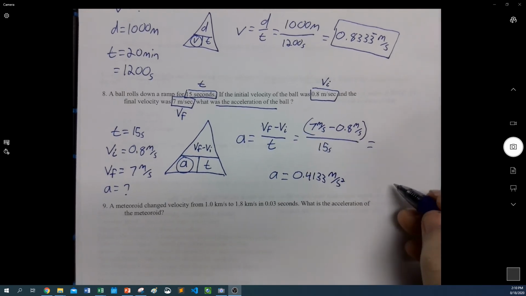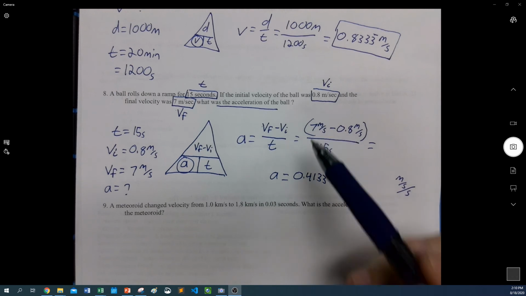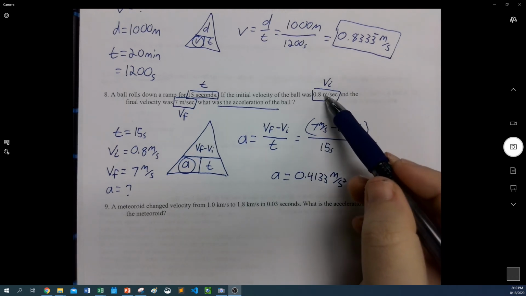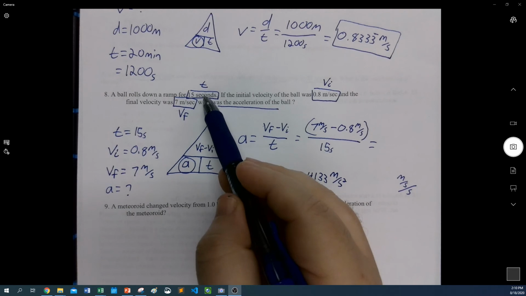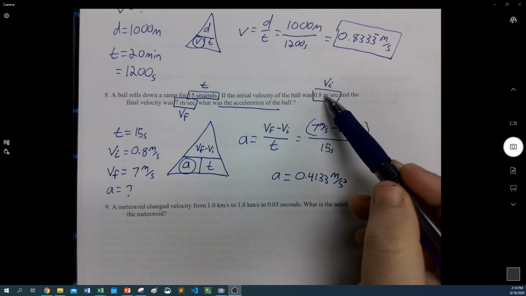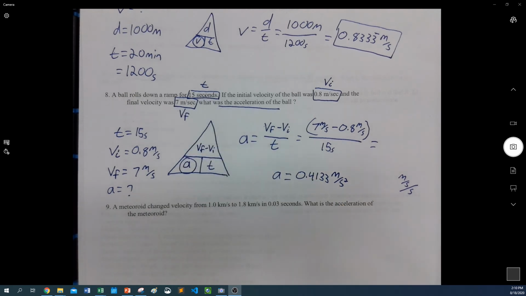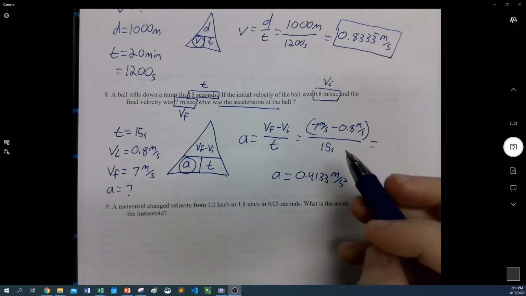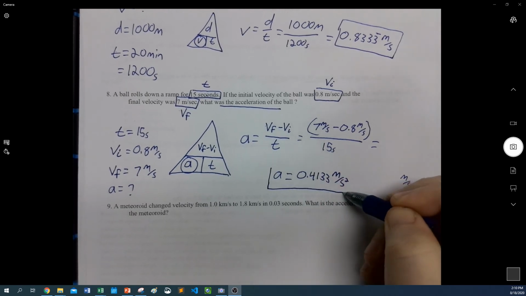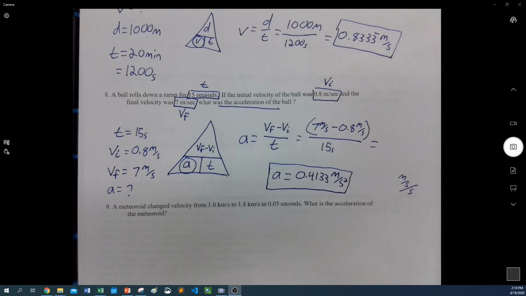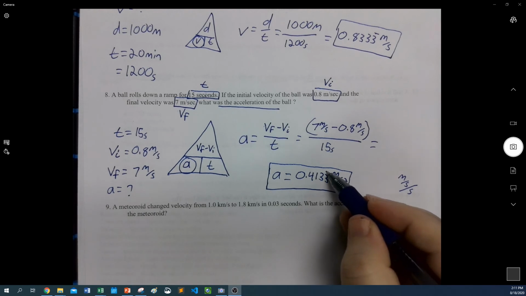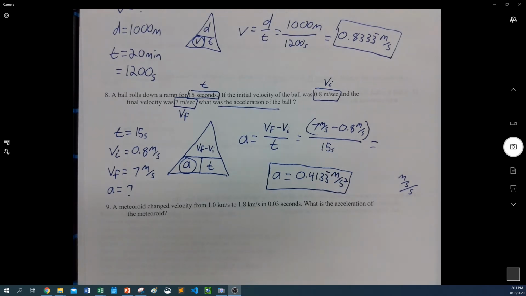You can either do meters per second squared or meters per second per second. So to figure out the units for acceleration, you look at the velocity and it's in meters per second, and then you divide it by the time, seconds, to get your units. Make sure you include units. I take the points off if your units are incorrect. So try working number 9.